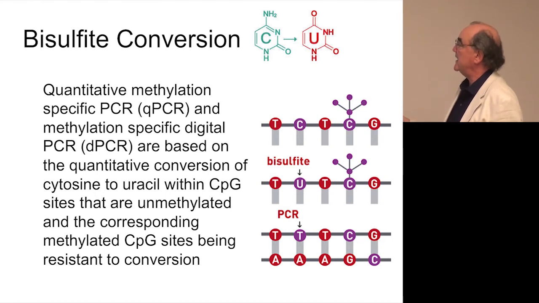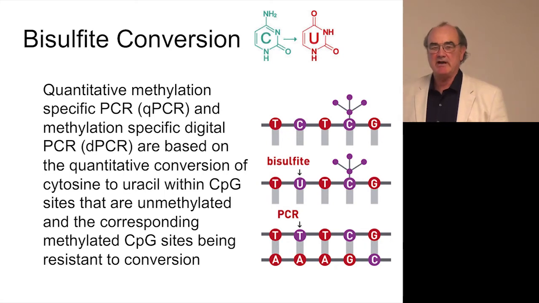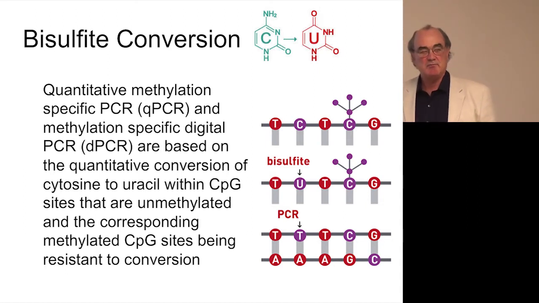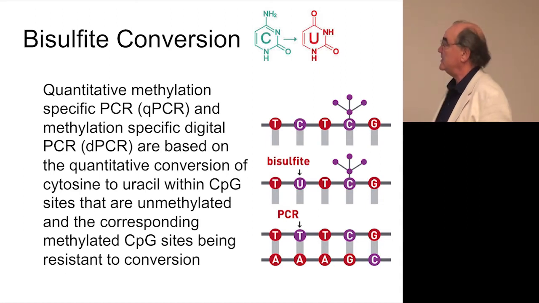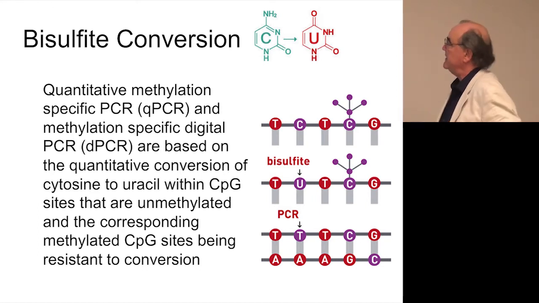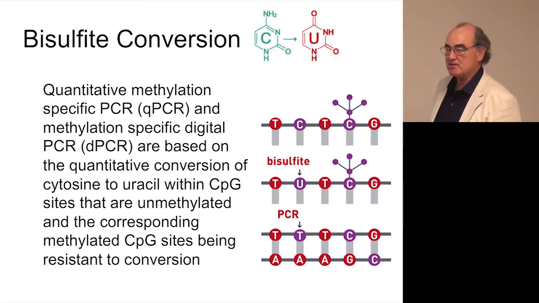You're removing this amino group, and then you add sodium hydroxide and cook it overnight, and you wind up getting uracil, which in a PCR reaction will base pair not with guanine, but with adenine. Now you have a way to design primers and PCR methods which are specific for methylated DNA, because if there is a methyl group, it blocks this bisulfite transition.